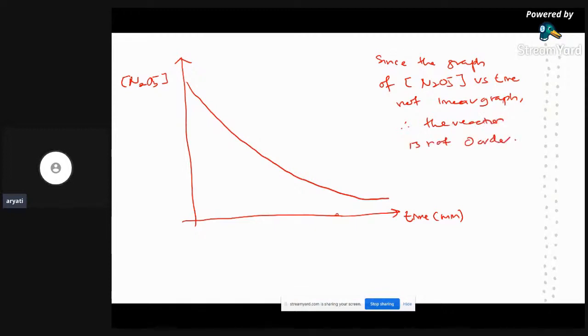So let's say pada masa ini kamu lukis graf dan kamu dapat linear graph, straight line. So pada itu ialah zero order. So let's say sekarang ni kita plotkan graph concentration versus time, tak dapat linear graph, so graph dia melengkung.